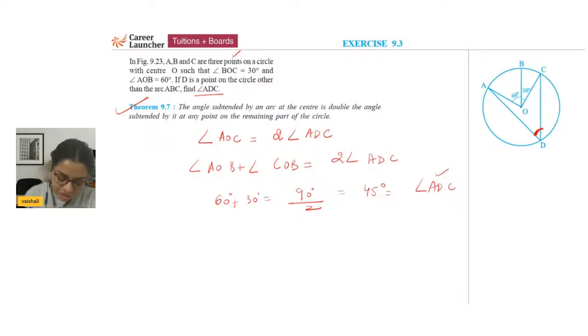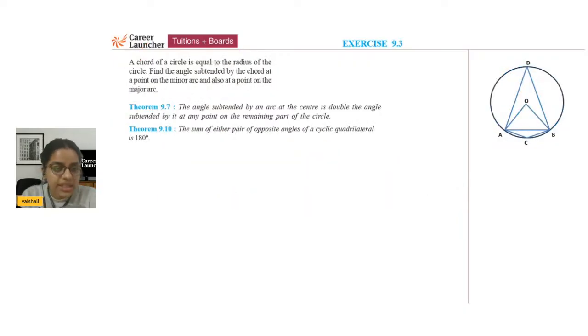Now this is a very short application that you have looked at. It is an application of theorem 9.7. And you have got your answer as 45 degrees. So I hope that this question is clear to all of you. And we are done with this one. Now let's look at the next one.